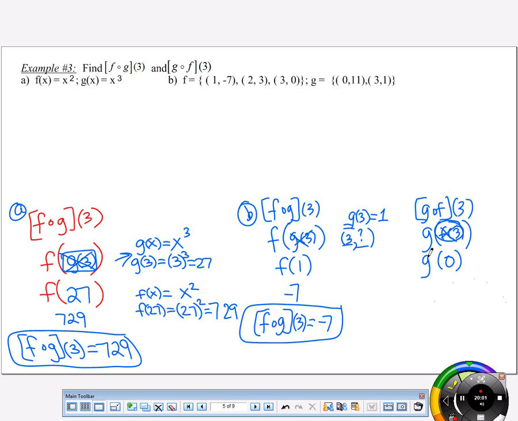Okay, what do we do next? Find where 0 is. So we are looking for g of 0, but we don't have to look in the f function. So we're only going to look in the g function for when 0 is the input. Okay, which means 11 because of the point 0, 11. Is that okay with everybody? Okay, so once you've gotten rid of one function, you only need to deal with the second function. So this means that g of f of 3 is equal to 11.